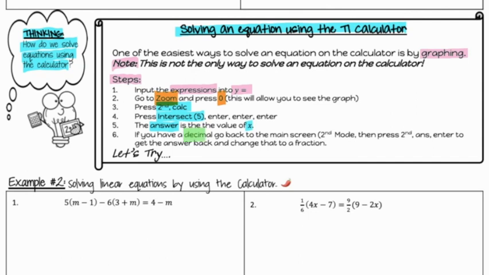If you have a decimal, because sometimes you will have decimal values, you do not want that answer on your paper because I will not give full credit. I want you to give me the fraction form. So to do that, you're going to go back to the main screen. How do you do that? You press second mode, and then there you're going to press second answer enter to get your answer back. So you're going to end up getting x equals, again, same decimal value, but to change that decimal to a fraction, you're going to do math enter enter. And we all know how to do that. So let's look at the next example applying this calculator method.